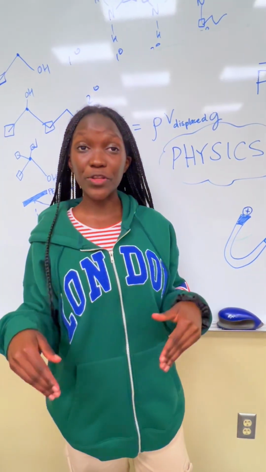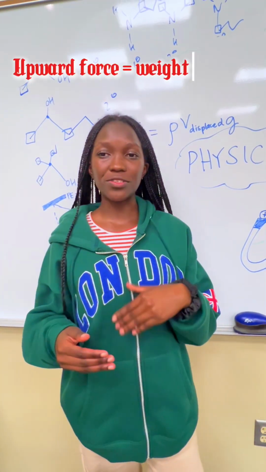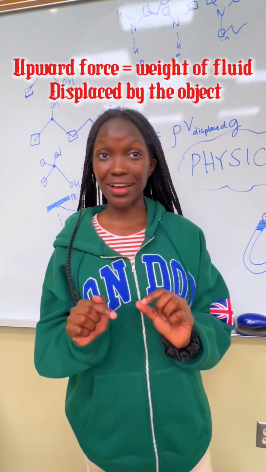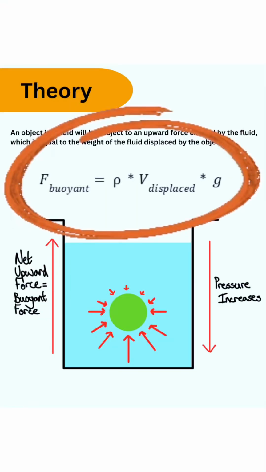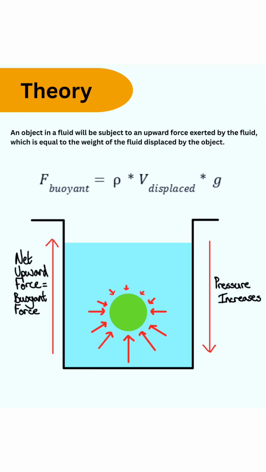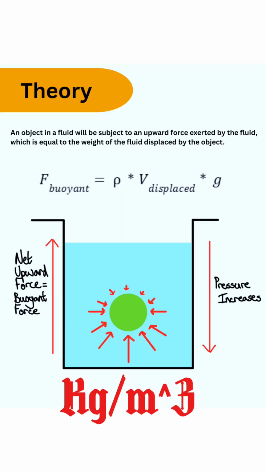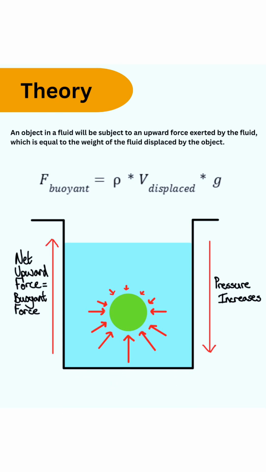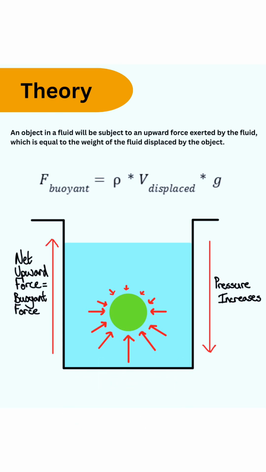An object in a fluid will be subject to an upward force exerted by the fluid, which is equal to the weight of the fluid displaced by the object. Now this principle can be expressed by the formula buoyant force is equal to density times volume displaced times gravity, where the unit of buoyant force is newtons, the unit of density is kilograms per meter cubed, and the unit of the volume displaced is meters cubed. And g is of course the gravitational pull of the Earth, 9.81 meters per second squared.